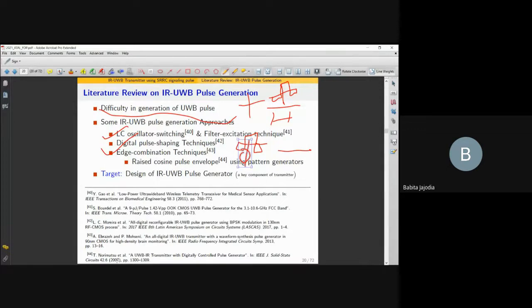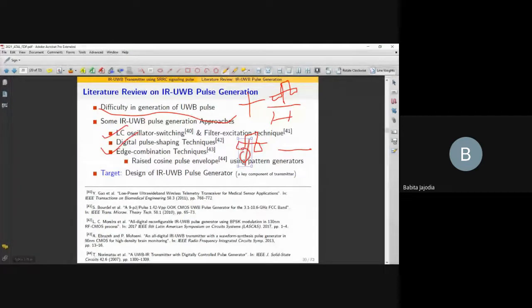as well in the literature, references 43 and 44, in the years 2013 and 2007, where they have used a pattern generator. I hope you all are aware of the pattern generator, right? So based on this, we found out that an LC oscillator is not optimal because it will have bulky oscillators, etc. Digital pulse shaping can be used, but it might increase the hardware as well. So there are various pros and cons, right?